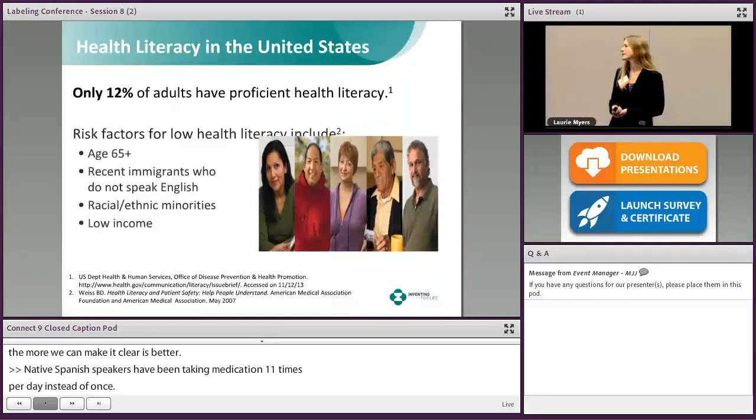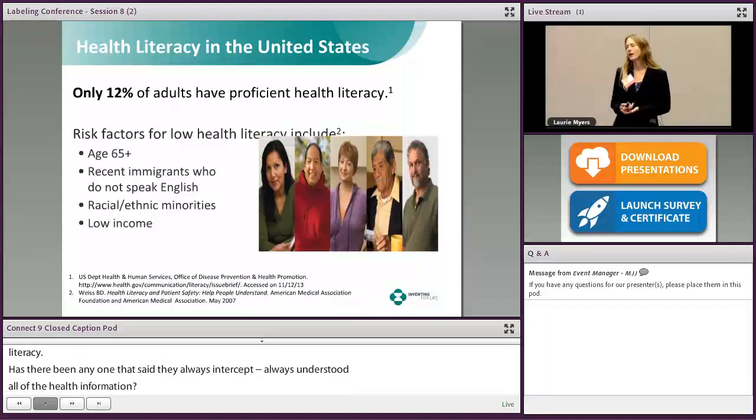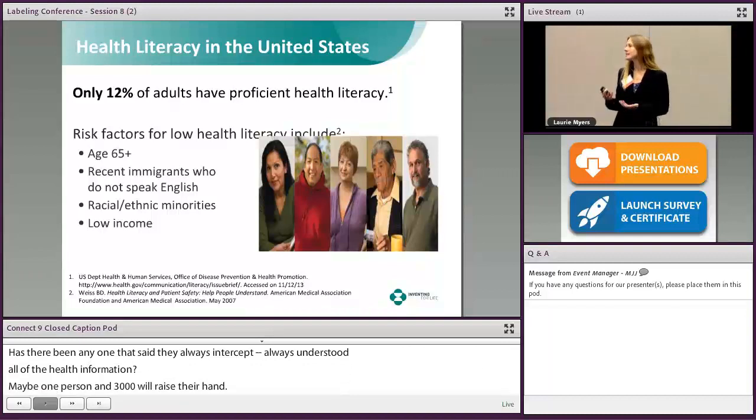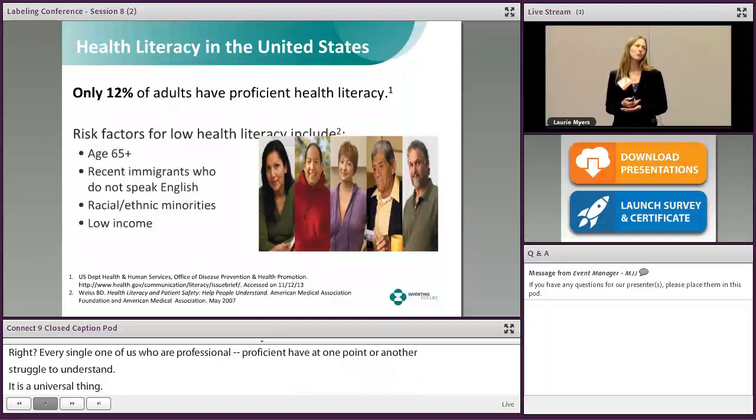I wanted to also highlight that those of us in the room are absolutely in the 12% of Americans with proficient health literacy. Yet is there anyone who has said that they have always understood all the health information that's been given to them? I think I've had one person in like 3,000 raise their hand at this point, right? And so every single one of us who are proficient health literacy has at some point or another struggled to understand health information. Maybe it's because of a diagnosis that's emotionally overwhelming, but it's a universal thing.